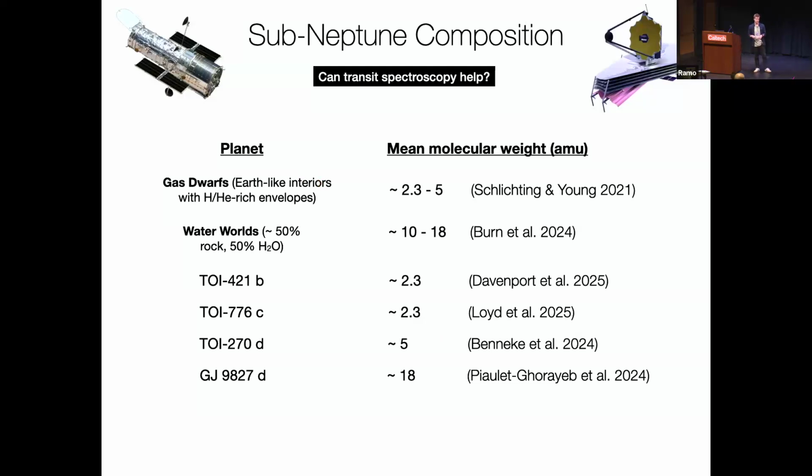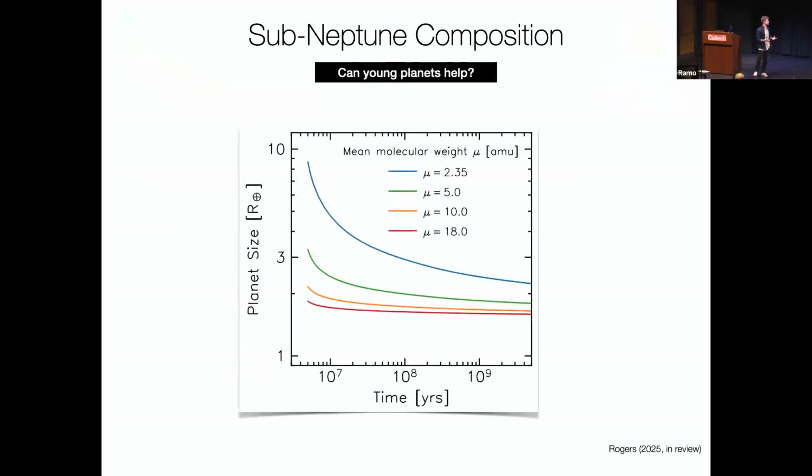We're dealing with small number statistics. I still think we're in our infancy of understanding James Webb data, as we've heard earlier this week. So this will certainly play a really important role in answering this question, but I don't think we're there just yet. What I'm going to try and argue in the last part of my talk is that actually young planets can help us answer this question.